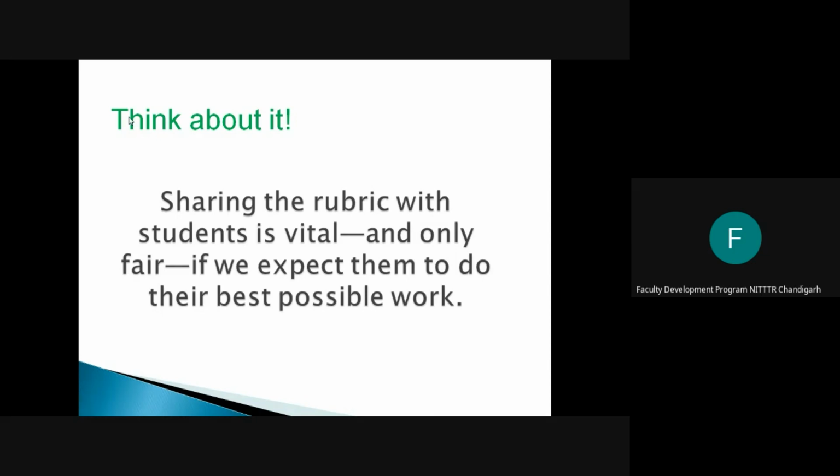And my friends, if we really expect them to perform their best, then rubric is a very vital part as far as assessment is concerned.